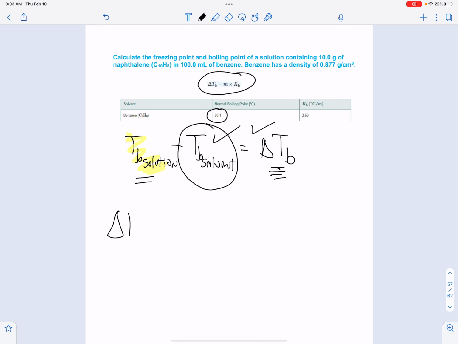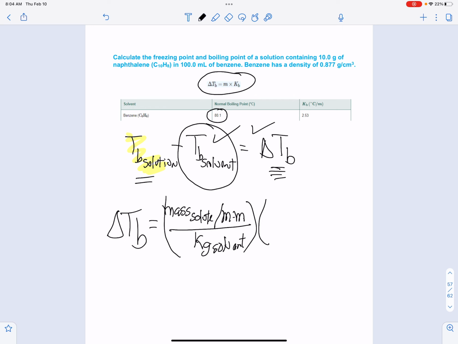So delta T of the boiling point elevation is going to be equal to the molality times Kb. The molality is the mass of the solute divided by the molar mass, divided by kilograms of the solvent, right? So that's molality. Do I know my Kb? Yeah, my Kb is right there: 2.53 degrees Celsius over molality.